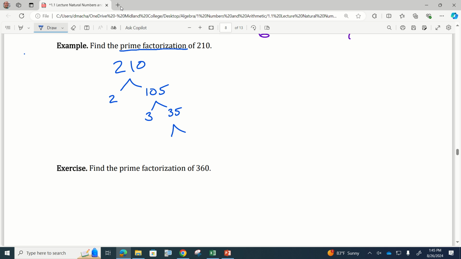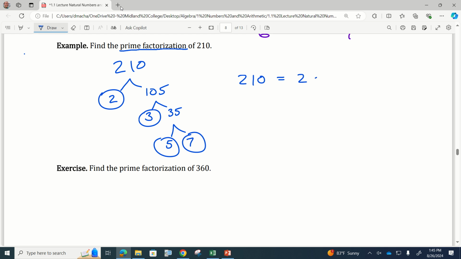Is 35 divisible by 3? Nope. Is it divisible by 5? Yeah, 5 times 7. Cool. Now these numbers are all prime numbers. And that means I'm ready to write my prime factorization.